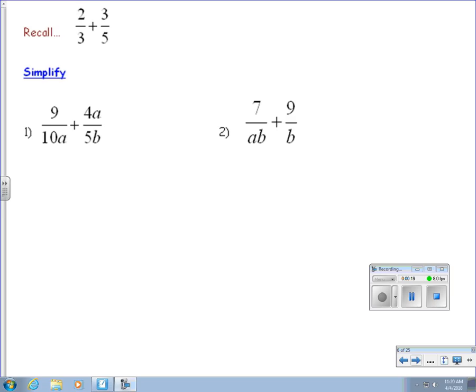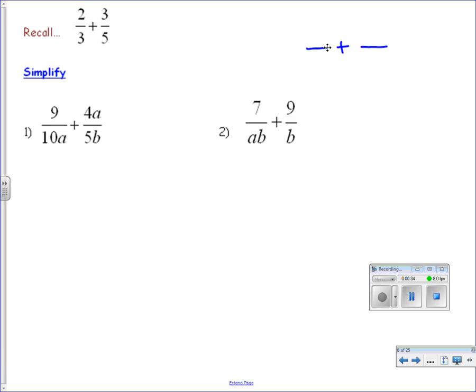So recall, you don't have to do this one in your notes, but think about it. We have 2/3 plus 3/5. When we do that, what do we need to do? We need to find a common denominator, okay? If we look at 3 and 5, what would be the common denominator? Which would be 15.